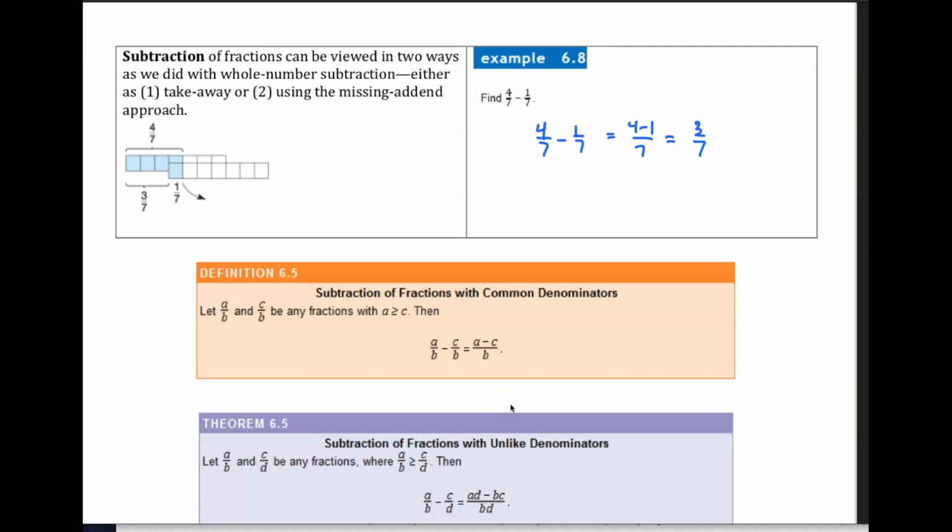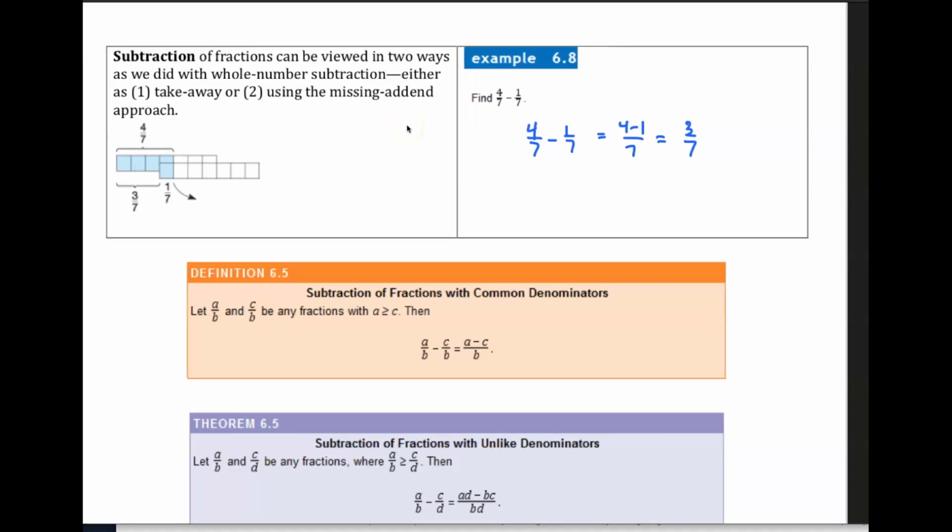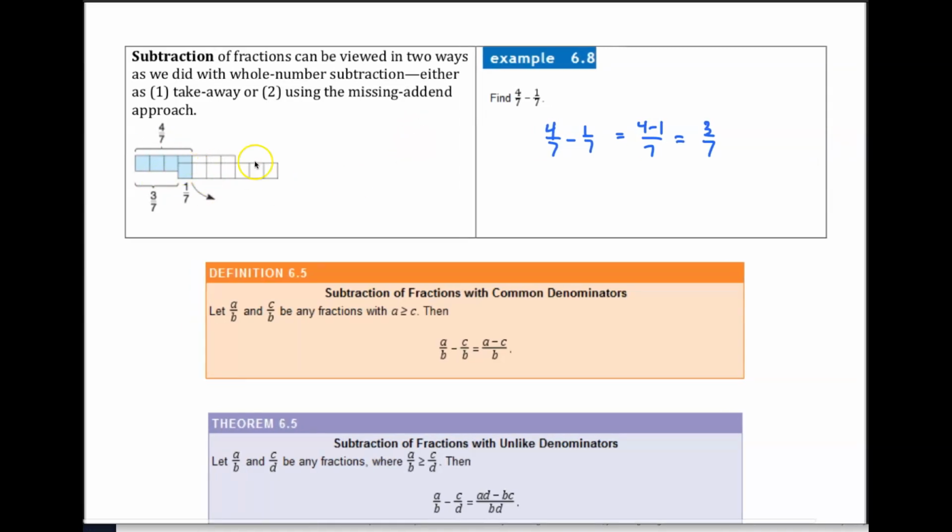We're going to go ahead and take a look now at fraction subtraction. And so we can think of fractions in two ways. Again, the takeaway approach or missing add-in approach. So it's the same thing as whole numbers. And so you can see a picture here. 4/7 minus 1/7 is represented here. There's your whole 4/7. And then there's the 1/7 if you take it away.